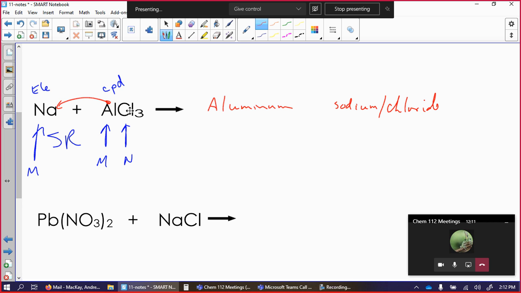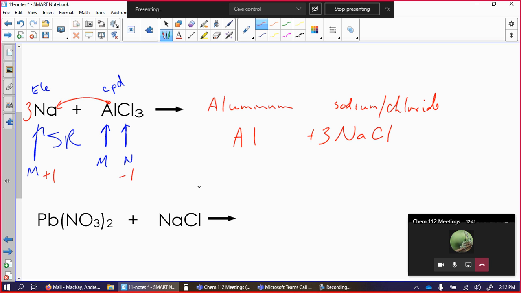What I would expect is just the formulas, but I'm just talking through this. Well, the formula for aluminum is Al. Sodium, when we do this, becomes +1. Chloride, we know, is -1. So we know that's going to be NaCl. And then we balance 3 chlorines, three sodiums. So that is a single replacement reaction.